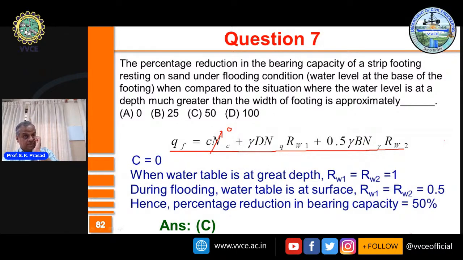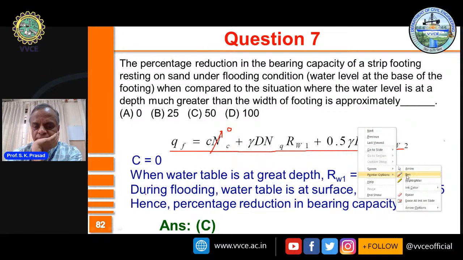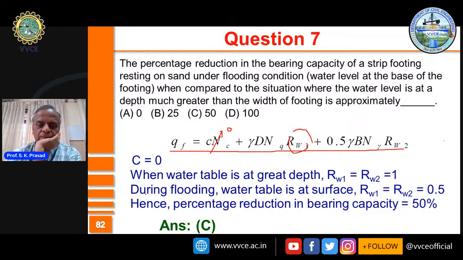Under flooding condition, at whatever depth, the soil is flooded. When soil is flooded, it is in saturated condition. So when compared to the situation where the water level is at great depth, whenever it is flooded, please note that RW1 and RW2, both of them, what happened here? Both RW1 and RW2, whenever it is flooded, the value is 0.5. That is when the soil is flooded.